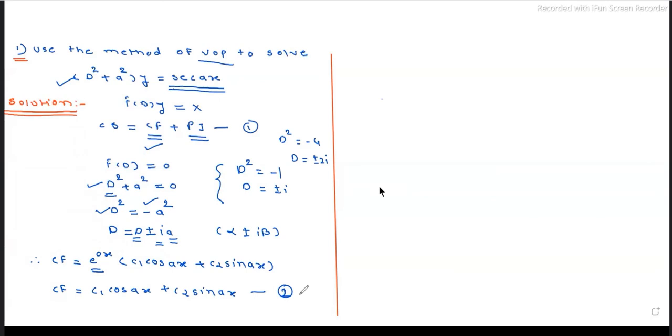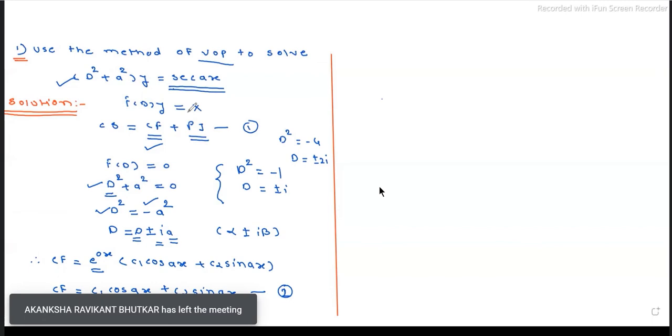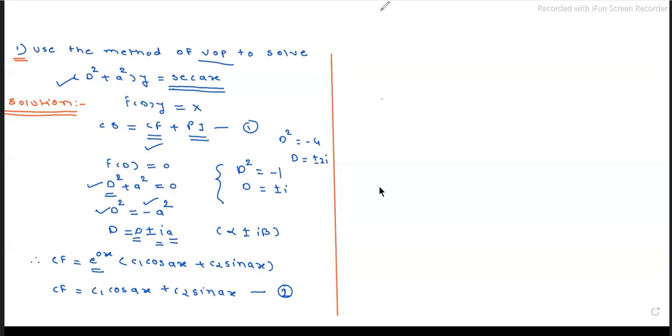Now next step, we have to find out PI. After CF, naturally we have to find PI, and to find PI we have to use the variation of parameter method. So check how I use the variation of parameter method. PI is to be written with the help of CF. Here I am continuing on the right hand side, and for easy comparison we will write CF again.